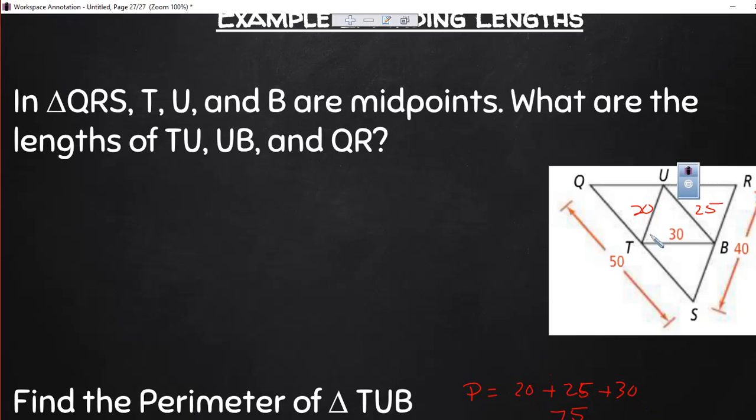So if these are half the length of these, what would be the perimeter of the large one? Would it be double what our small one is? Let's check it out and see. If this is 60, then this is going to be 60 plus 40 is 100, 100 plus 50 is 150. So as these add up to 150, that is going to be double of 75. So it does. The perimeter is double the mid-segment perimeter.